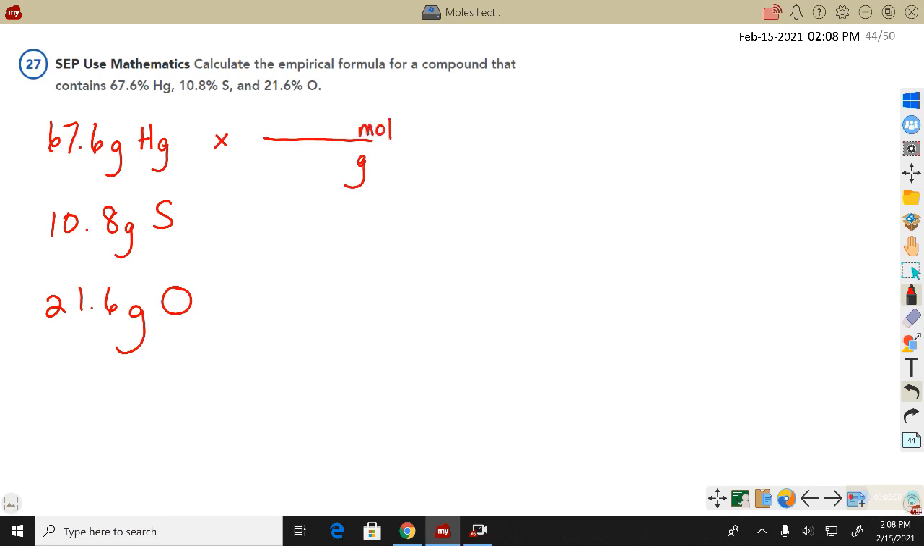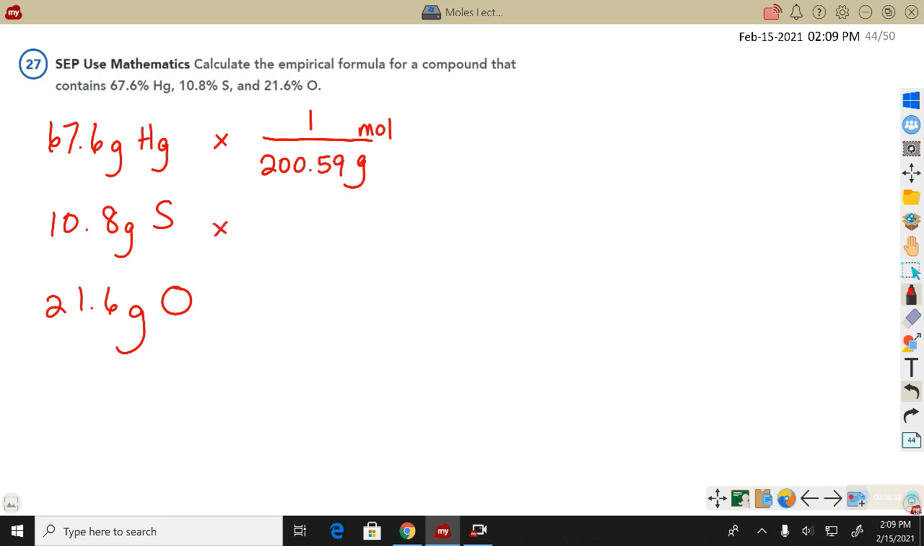So here's one of the places where we use that mole stuff. We want to get a unit that represents an amount of particles. We want a ratio of atoms in our final formula. That's the mole. On my periodic table, then, I can look up the molar mass of mercury, 200.59.